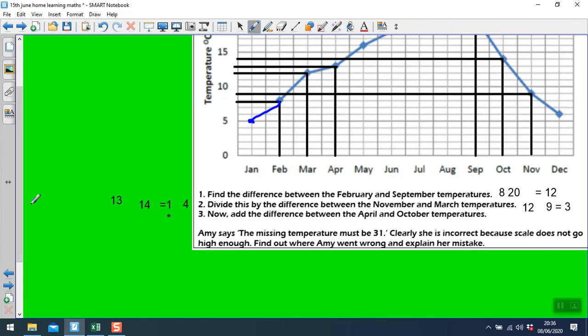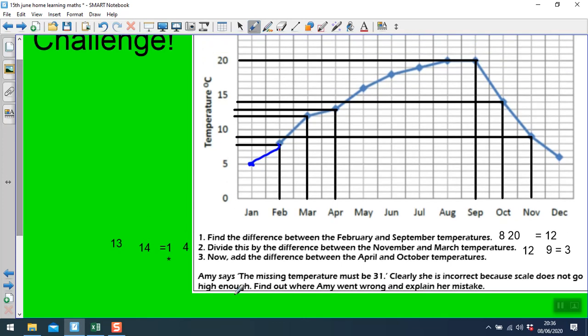Amy says the missing temperature must be 31. Clearly she is incorrect because the scale does not go high enough. Find out where Amy went wrong and explain her mistake. So using all these clues, how on earth did she get 31? Pause the video while you try and work this out.